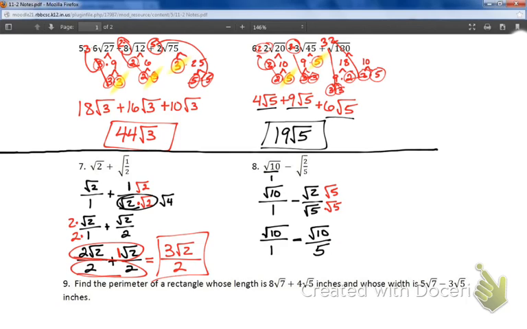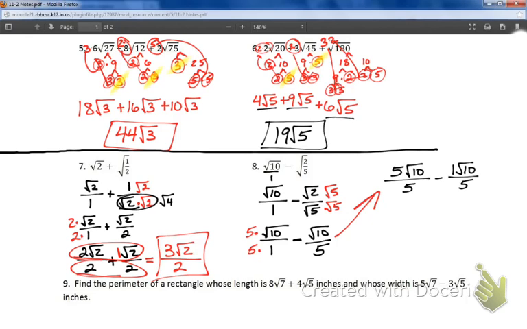So really none of that work needs to be shown if you understand that. I have two fractions now. They do not yet have a common denominator, but they do have whole numbers in the denominator, which is good. So to make this a common denominator, I'm going to multiply this first fraction, top and bottom, numerator and denominator, by 5. Meaning I now have 5 root 10 over 5 minus 1 root 10 over 5.